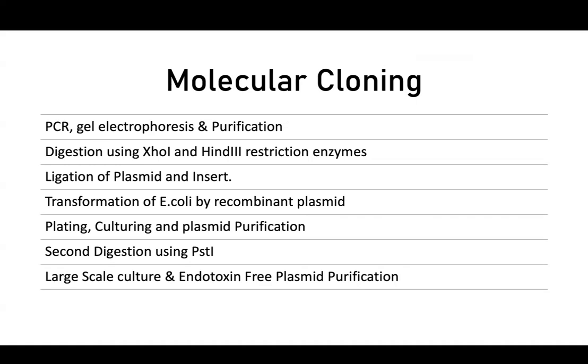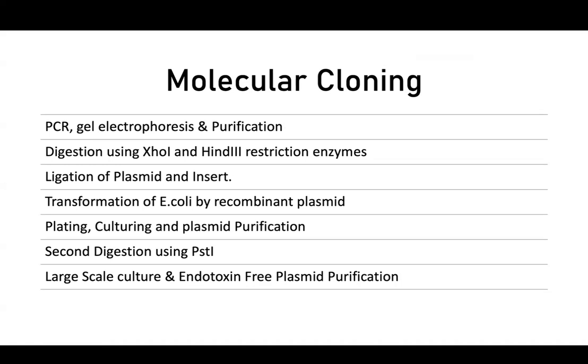We first amplified the gene through PCR and purified it using gel electrophoresis, then digested both the inserts and the plasmid with the restriction enzymes and ligated them. Subsequently, we transformed E. coli cells with the recombinant plasmid, plated them in an LB-AMP plate, and cultured 12 colonies, after which we purified plasmids.